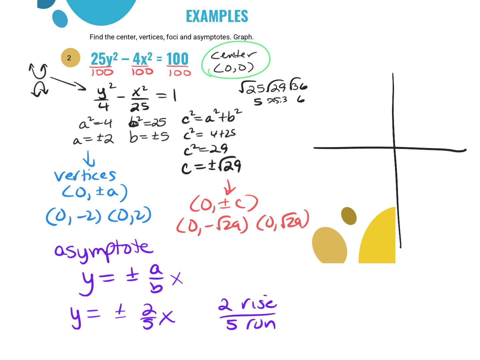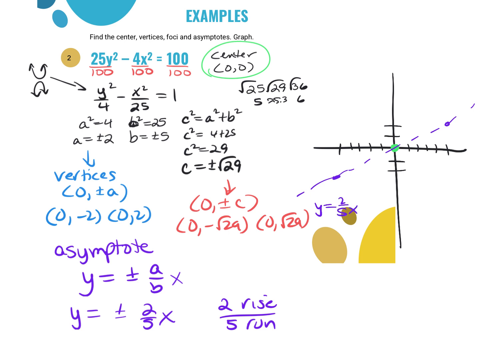So my first thing I'm going to graph is the center. So my center is at 0, 0. Then from there, I'm going to graph my asymptotes. So I'm going to start at the center. I'm going to rise 2 and run 5. So if I go up 2 and over 5, and then if I go down this way, this is my first asymptote. And this is the equation y equals positive 2 over 5x.